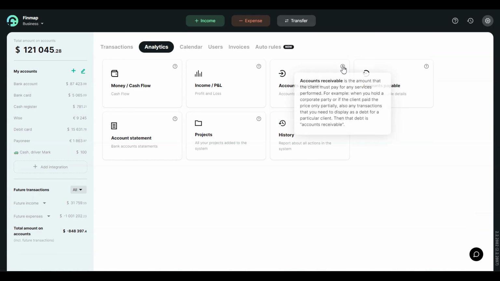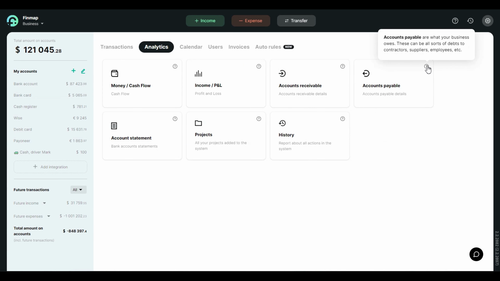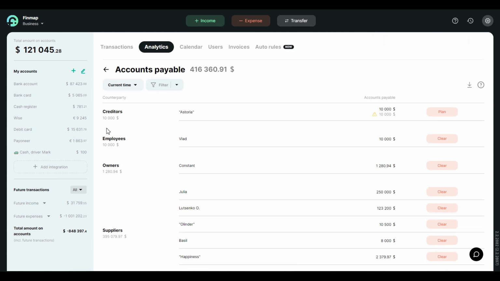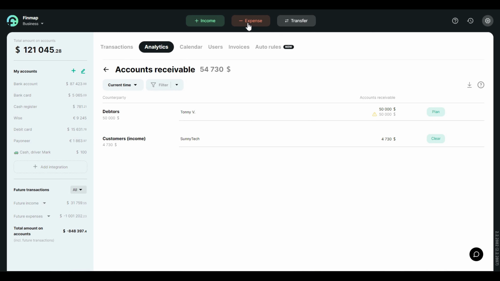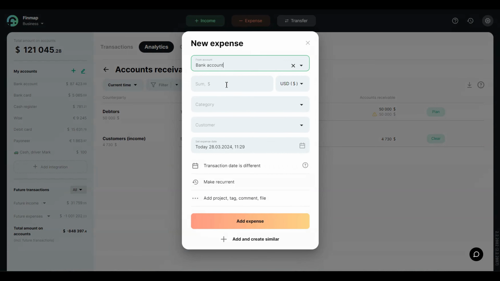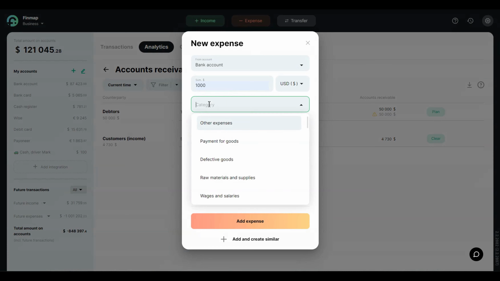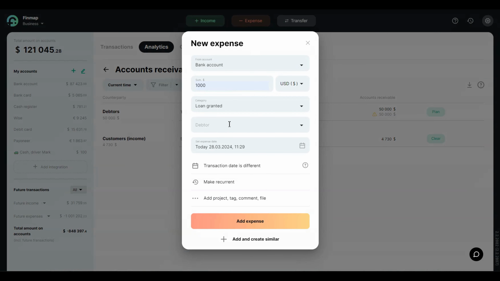The accounts payable and accounts receivable reports allow you to track, settle, and manage various types of debts and planned obligations. There are two ways to enter the relevant transactions and generate these reports. The first is to use the system categories that are responsible for loan granted and received credit.